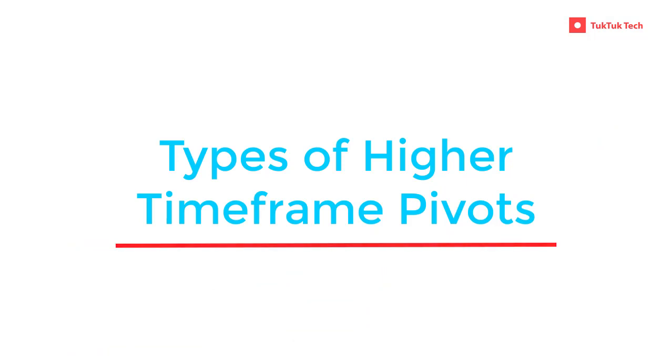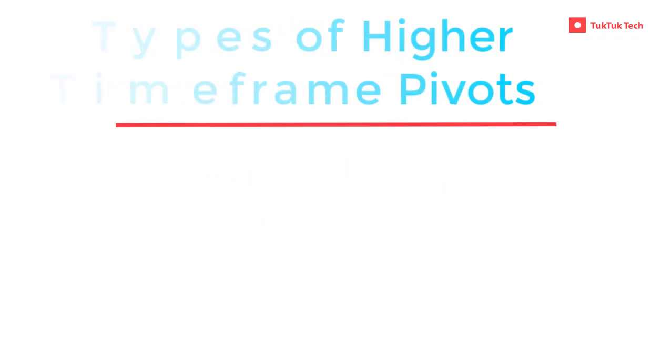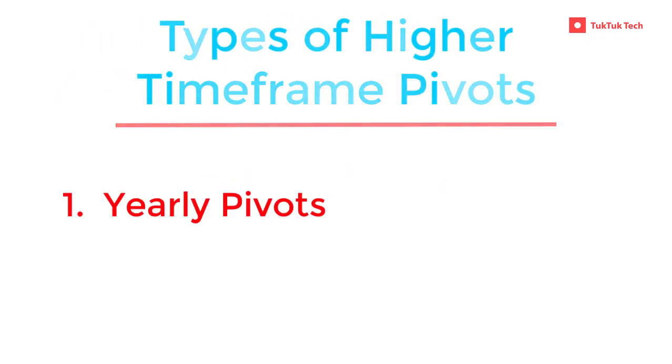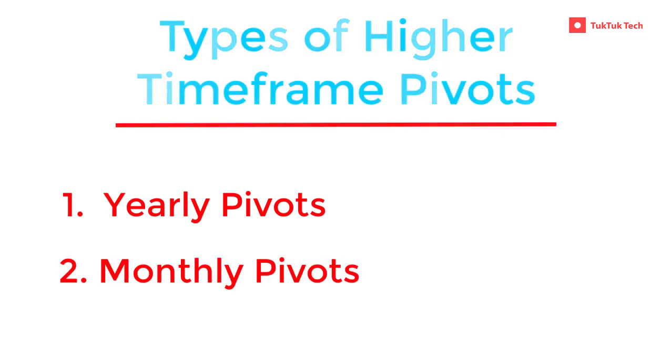Types of higher time frame pivots. The three major types of higher time frame pivots are yearly, monthly, and weekly pivots.